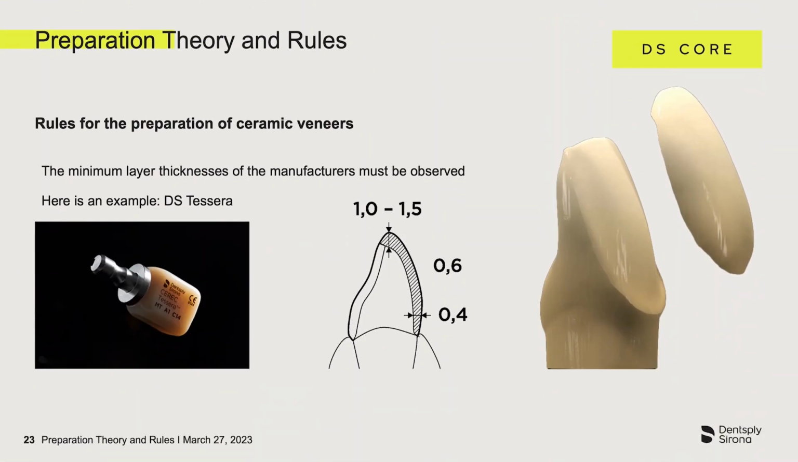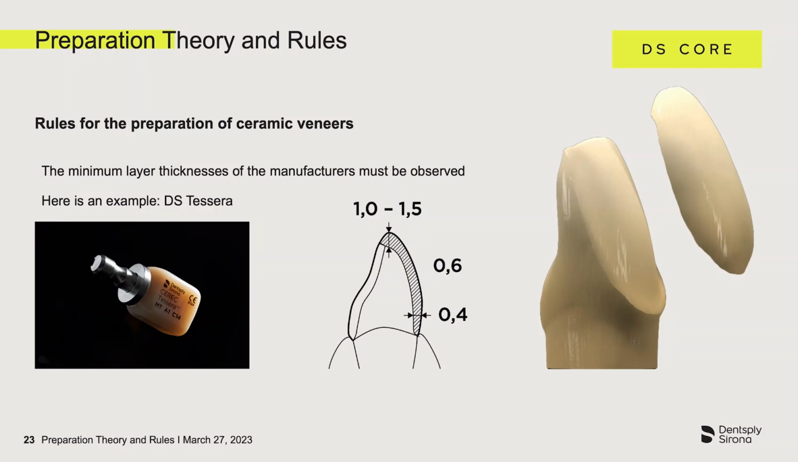The left picture shows a modified disilicate ceramic from Dentsply Sirona, in this case Cerec Tessera. The middle picture now shows us the minimum layer thicknesses that have to be fulfilled for a classic veneer preparation with this material. It can be seen that with Cerec Tessera, material layer thicknesses in the vestibular area of 0.4 mm can be achieved. Depending on the material, the practitioner must take the minimum layer thicknesses from the corresponding information documents of the manufacturer.